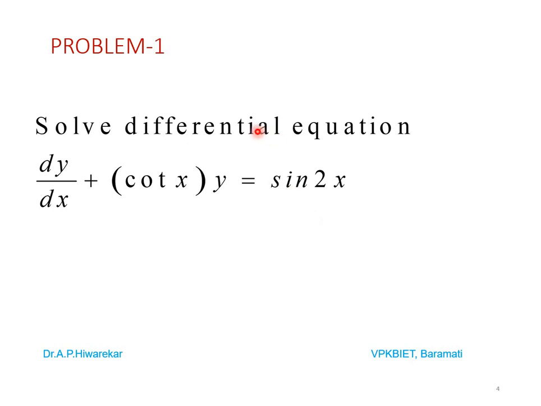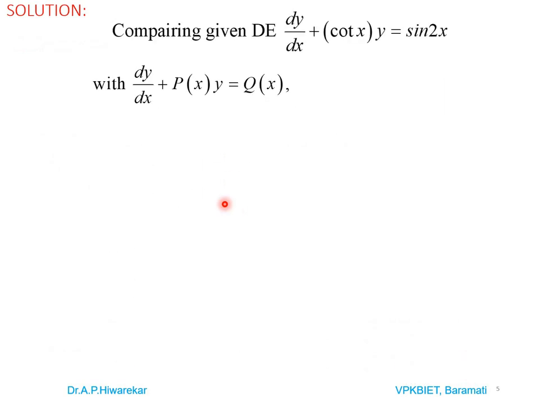So problem number 1, solve the differential equation dy by dx plus cot x into y is equal to sine of 2x. So just by observation, we can easily conclude that this equation is a linear differential equation in y. So comparing it with dy by dx plus p of x into y is equal to q of x, obviously p means cot x and q means sine of 2x. Formula for integrating factor is e power integration of p dx.